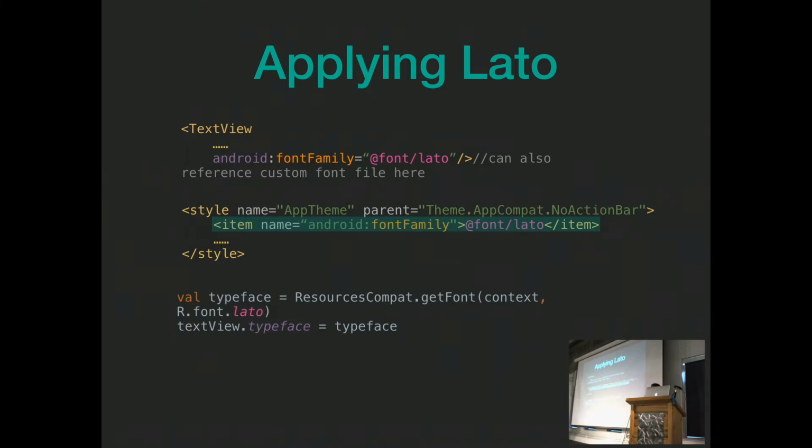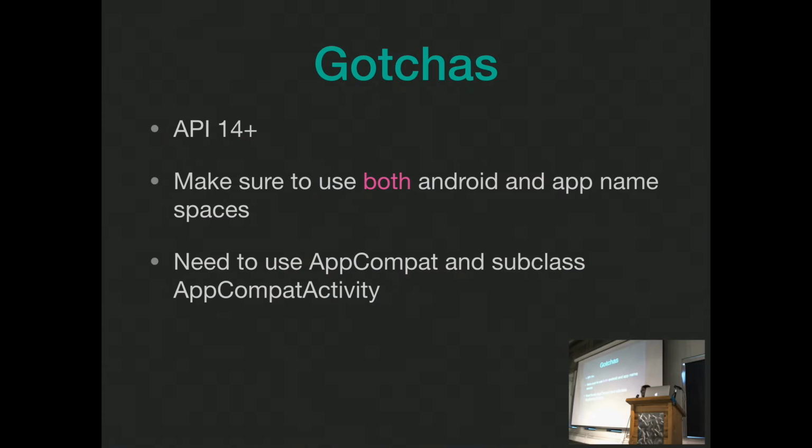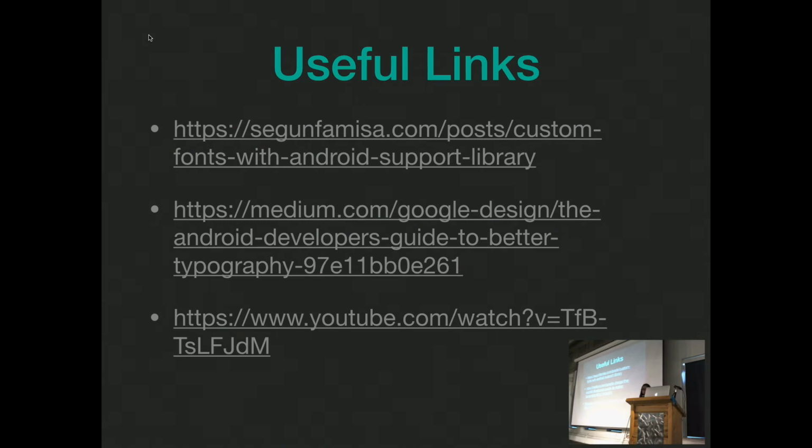And of course, there is an API that you can use for custom fonts, namely ResourcesCompat.getFont, if you want to set it programmatically. It is an Android development without its gotchas, so you have to make sure to use both the Android and app namespace in your fontFamily files if you want it to work on Android Oreo above and below. And because this uses the AppCompat layout inflation process, you have to use AppCompat components like AppCompat activities, support fragments, and such. And here's some further reading if you're interested.